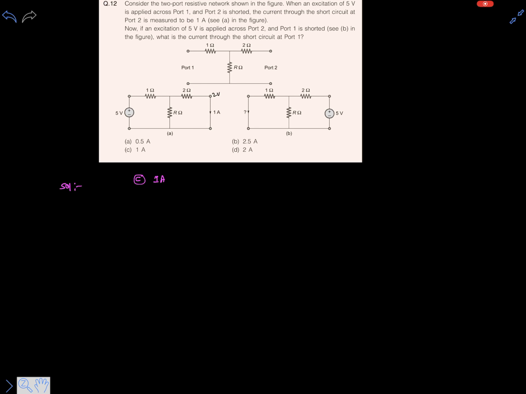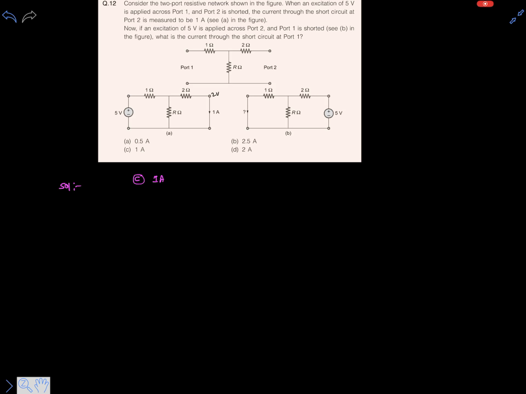And in the second figure it is asking what is the current if the terminals of port 1 are short circuited and the original voltage source is connected at port 2 now. By looking at this circuit diagram only, we can tell that this question is framed on the reciprocity theorem. So by simply looking at this circuit we can tell the answer is C, that is 1 ampere. Now let's discuss conceptually.